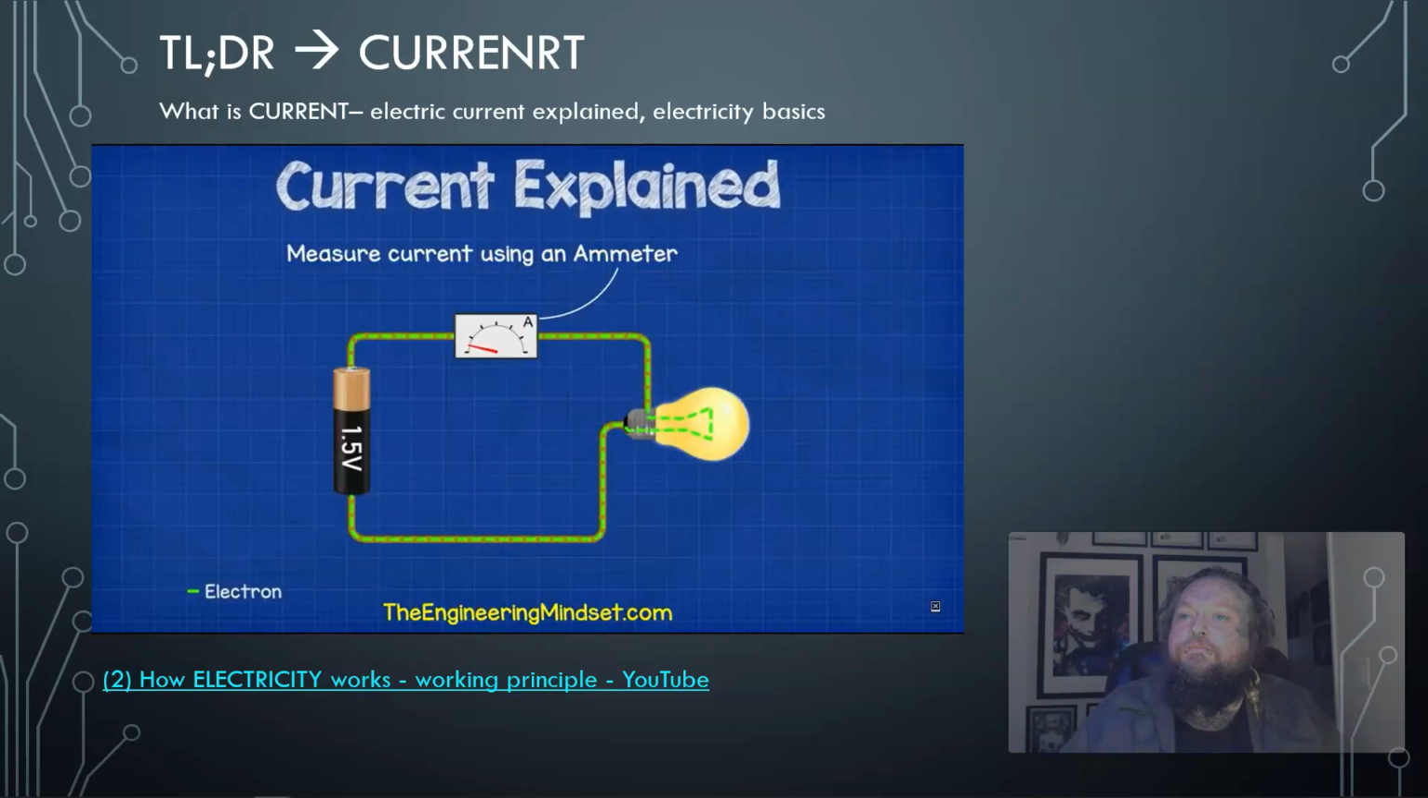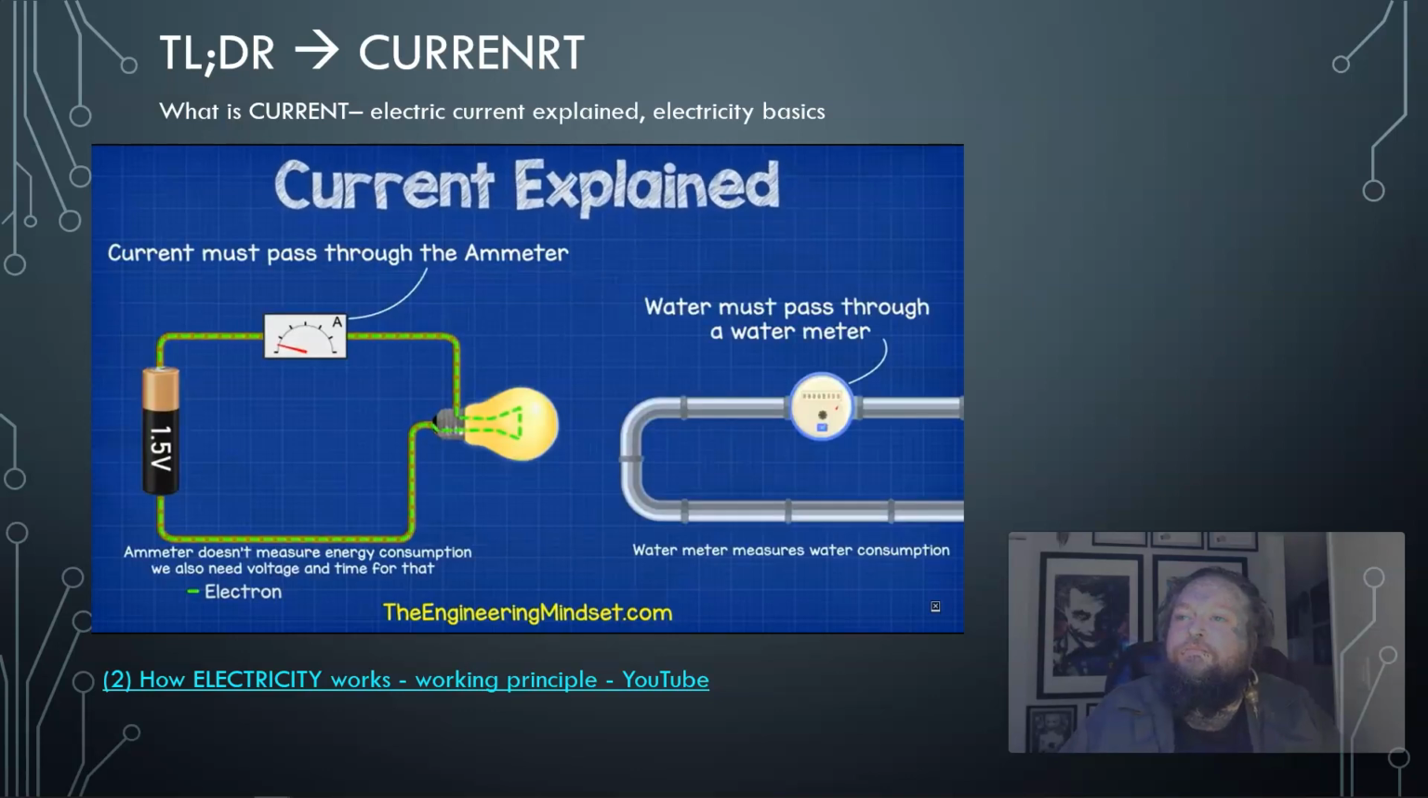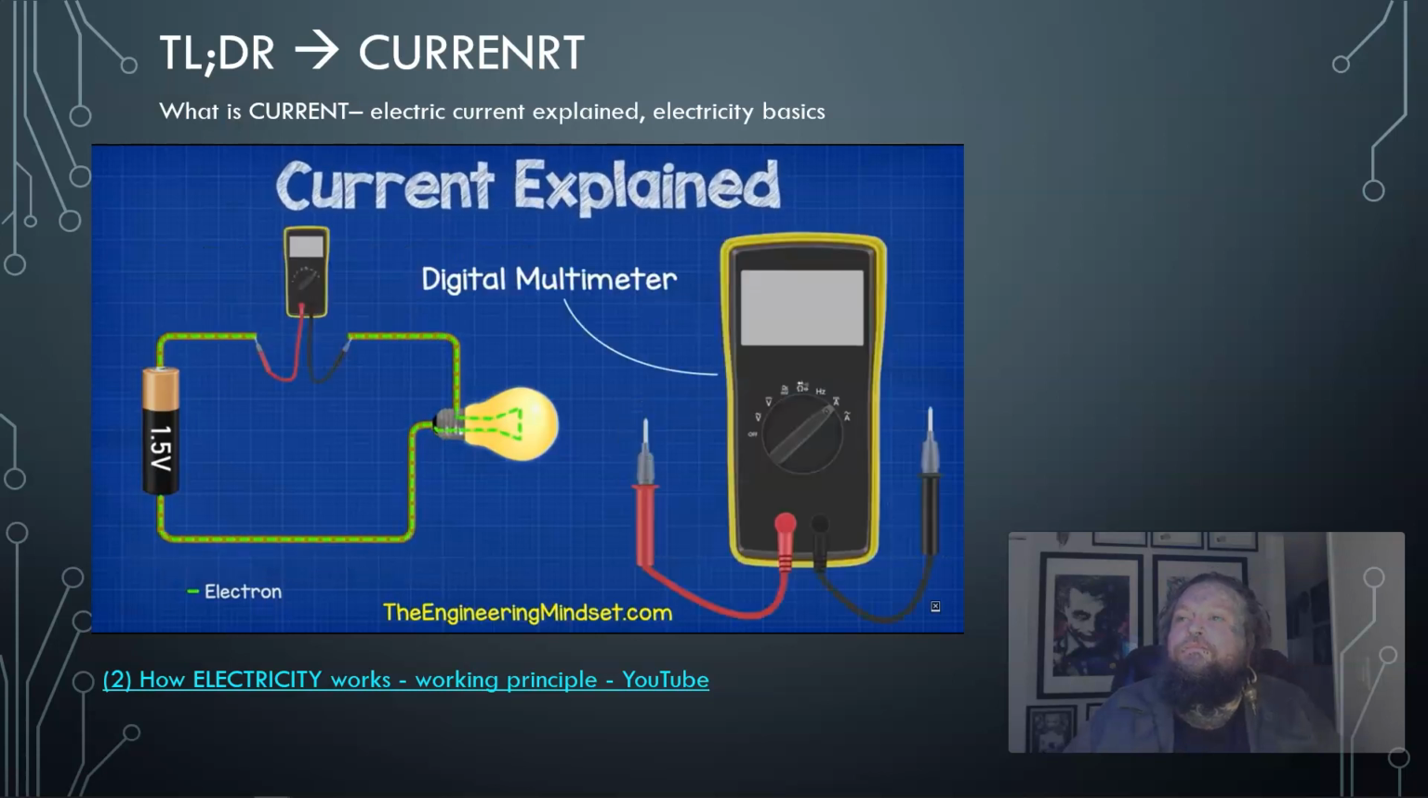So to measure the current in a circuit, we need to connect an ammeter in series so that the current flows through it. Think of it like a water meter. The water needs to flow through the water meter for us to know how much water is flowing in the pipe. Likewise, we need the electrons to flow through our ammeter so that we know how much electricity is flowing in our circuit. Instead of using an ammeter, we're going to use a multimeter, as we can do a lot more with this device. I'll leave some links down in the video description where you can pick up a good multimeter cheaply. I highly encourage you to get one of these for your toolkit. They're pretty cheap and are very useful.